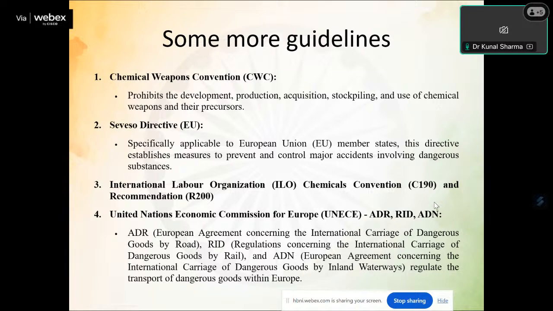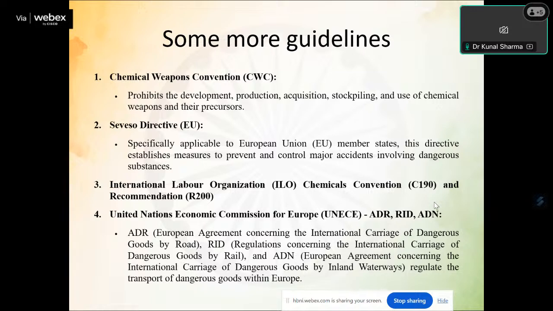Then we have the International Labour Organization's Chemicals Convention C-190 and recommendation R-200, wherein they have already quoted which type of chemicals is being used at the workplace. It talks especially about the chemicals that should be utilized at the workplace and how to handle the situation in case of any exigencies.